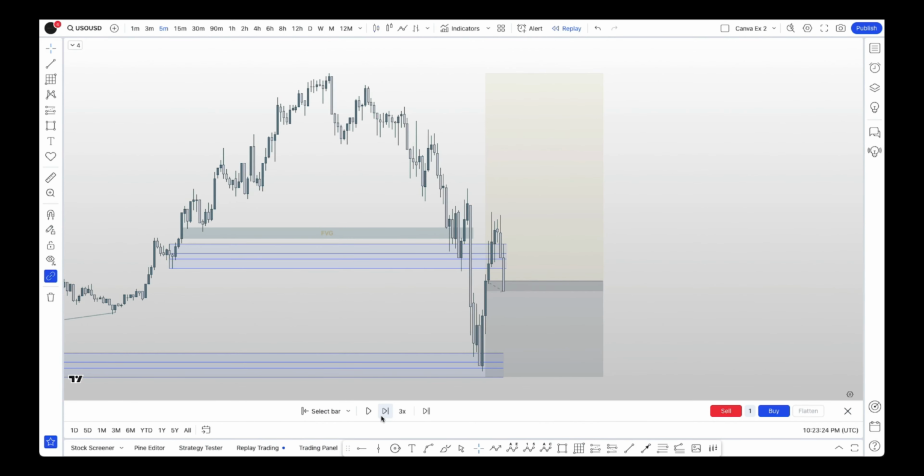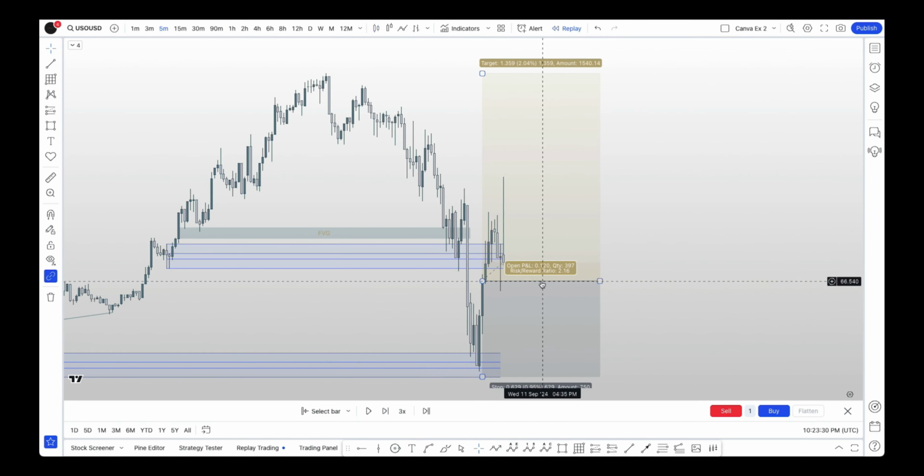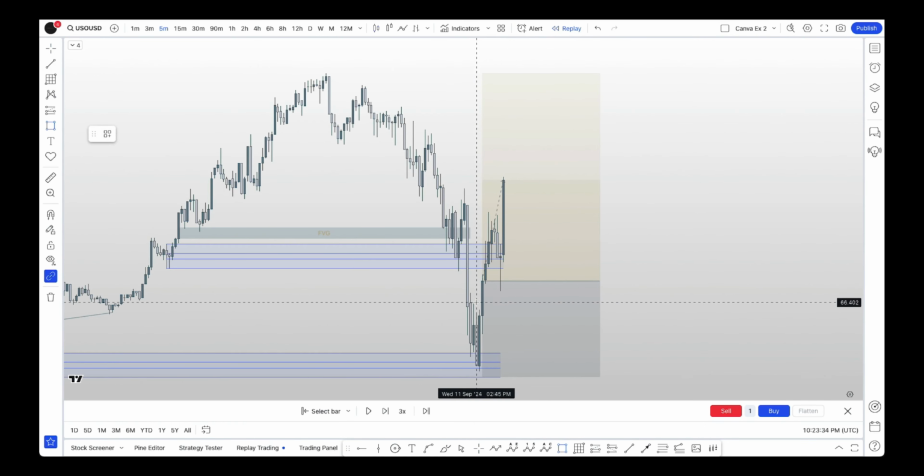And wow, look at that. And like I said, you can wait for some kind of retracement, and you can enter at the retracement. So you could have entered here, retraced into this fair value gap, which could have also been another re-entry for you.